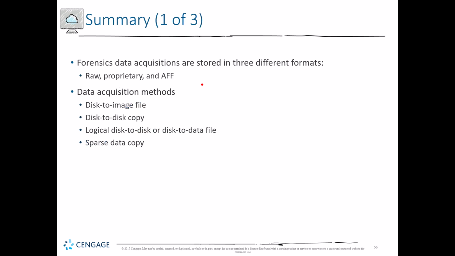So again, the big thing for this chapter is understanding there's an acquisition process. You have to be able to store the acquired image in an appropriate format that you're able to work with, RAW being the most common, DD file extension probably the most common RAW version. We have different acquisition methods: disk to image, disk to disk, logical or sparse. Disk to image is probably one of the most common.